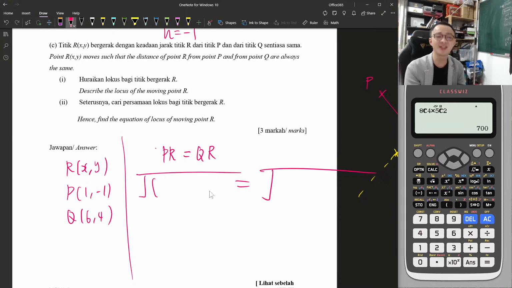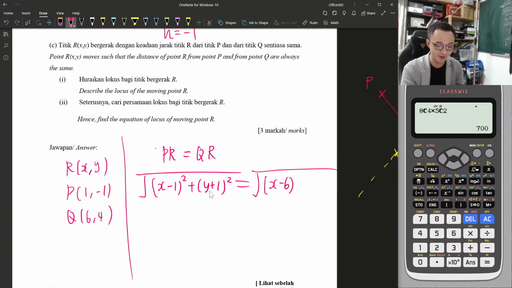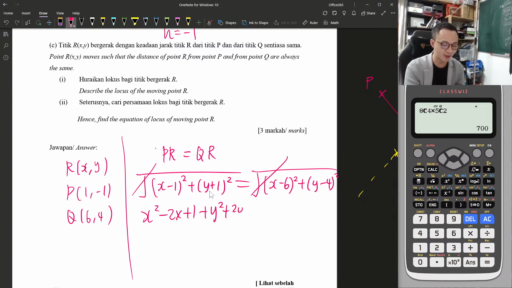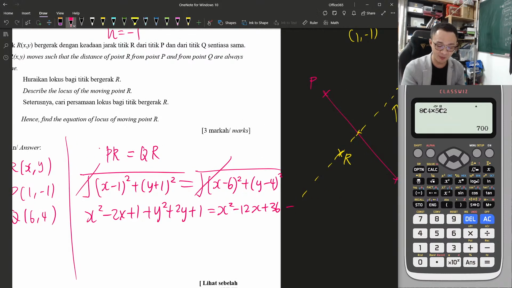So for PR, focus on the distance formula: square root of (x2 minus x1) squared plus (y2 minus y1) squared. So this one is x minus 1 squared plus y plus 1 squared. And this one will be x minus 6 squared plus y minus 4 squared. Since there's no number in front, I can cancel out the square root and expand it. This is x squared minus 2x plus 1, this is y squared plus 2y plus 1, equals x squared minus 12x plus 36, and here I will add y squared minus 8y plus 16.